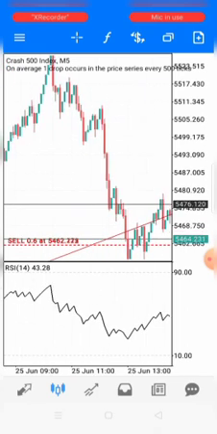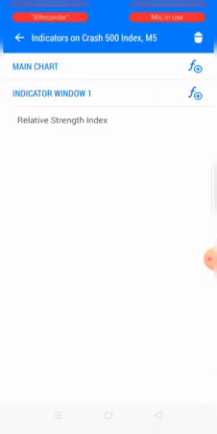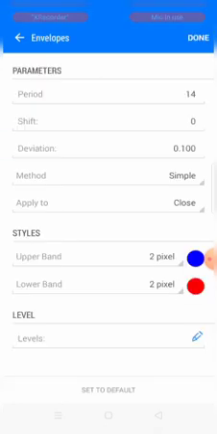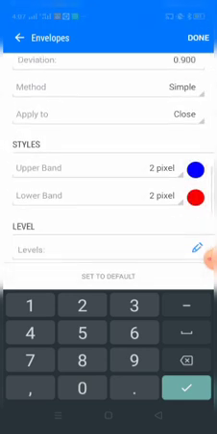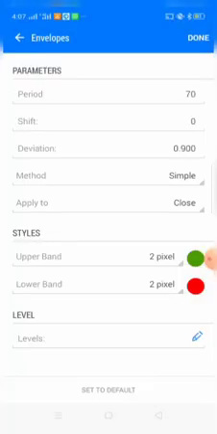Okay, so the next thing we want to add is our envelopes. These are the settings. We're gonna have to change this to period 70, shift 0, 0.9, method simple, apply to close. All right, I love green and red, 2 pixels. You don't need levels for this one, so you just click done.